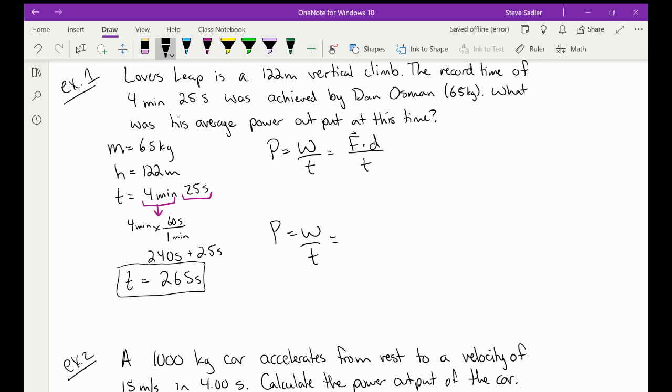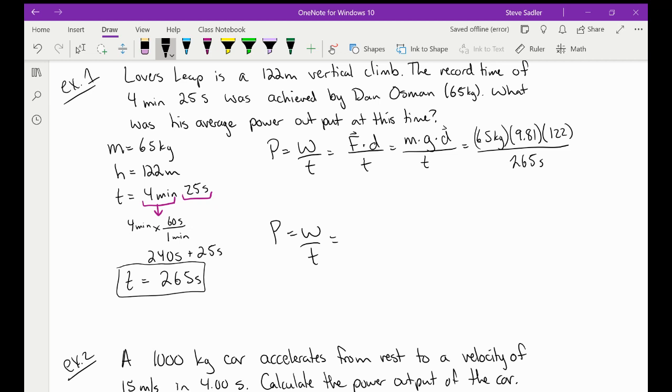We know power is force times distance over time. If Dan Osman is climbing this cliff, he is working against gravity. So he is having to apply a force opposite of gravity to get himself up this 122 meters. So we could say his force will be mass times gravity times the displacement over time. His mass was 65 kilograms, gravity was 9.81, and the displacement was 122, and he did that over 265 seconds.